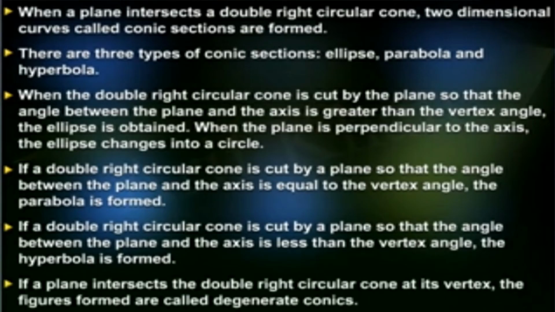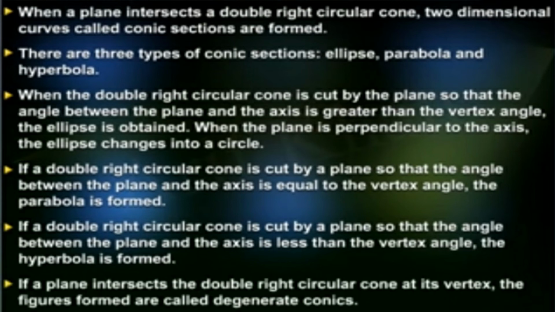In this topic, we have studied that when a plane intersects a double right circular cone, two-dimensional curves called conic sections are formed. There are three types of conic sections: ellipse, parabola, and hyperbola. When the double right circular cone is cut by the plane so that the angle between the plane and the axis is greater than the vertex angle, then the ellipse is obtained. When the plane is perpendicular to the axis, the ellipse changes into a circle.